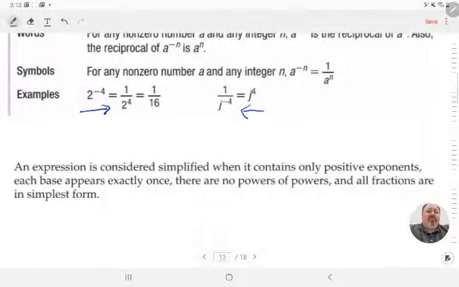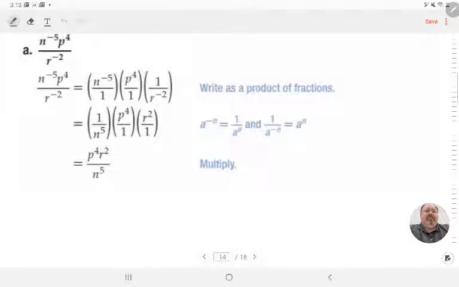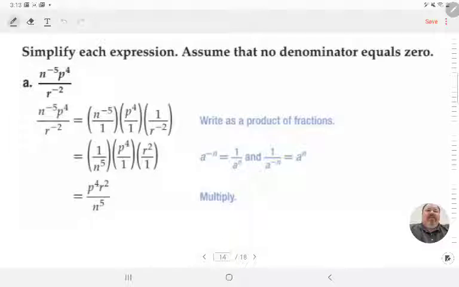Remember reciprocal. An expression is considered simplified when it contains only positive exponents, each base appears exactly once, there are no powers of powers, and all fractions are in simplest form. So let's take a look. We have n to the negative fifth power, p to the fourth power, all over r to the negative second power. We could take each one of these separately, because if we multiply these all together, we're going to get that answer. So we're just breaking the problem up to visualize it. So for n to the negative fifth power, we would take its reciprocal and then make the exponent positive. So that would become 1 over n to the positive fifth power.